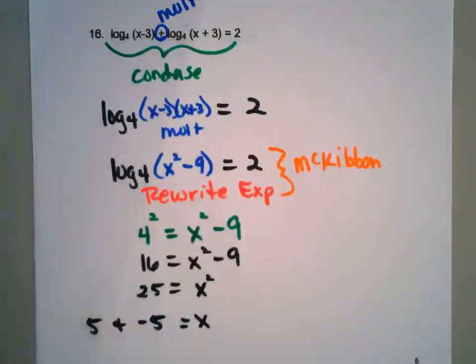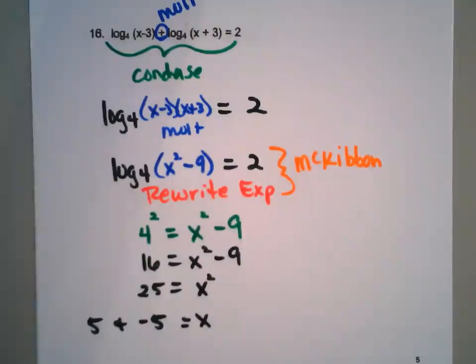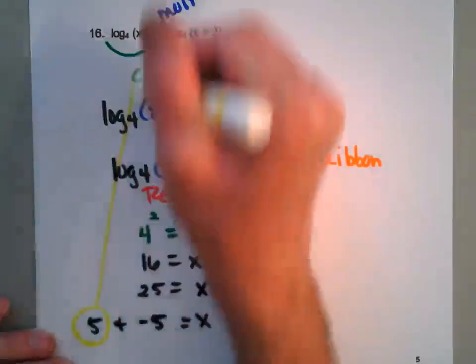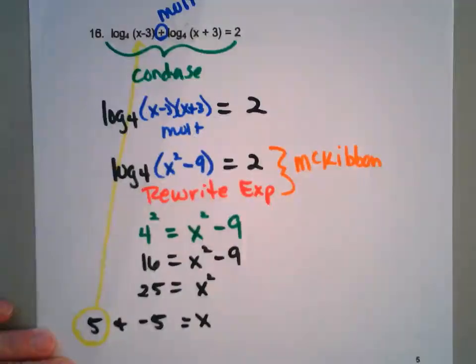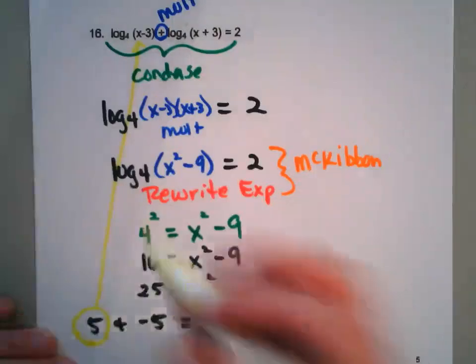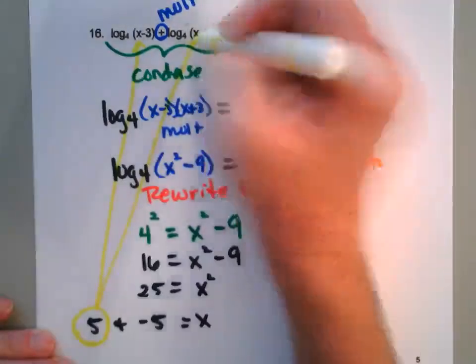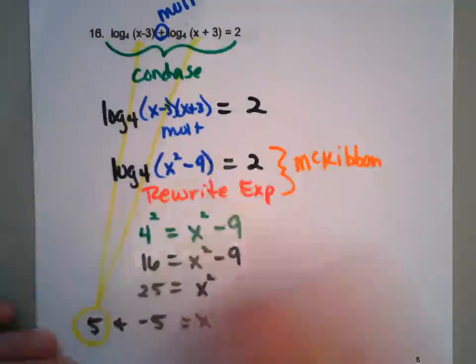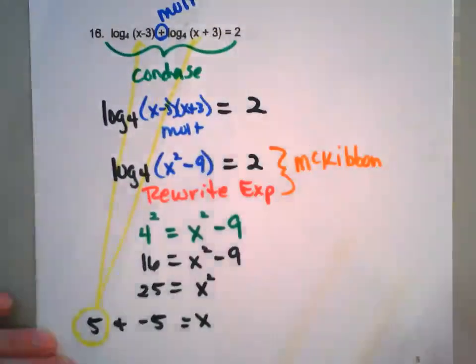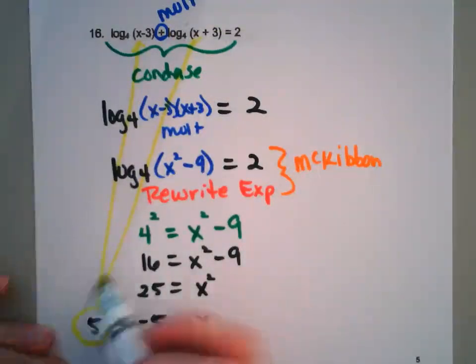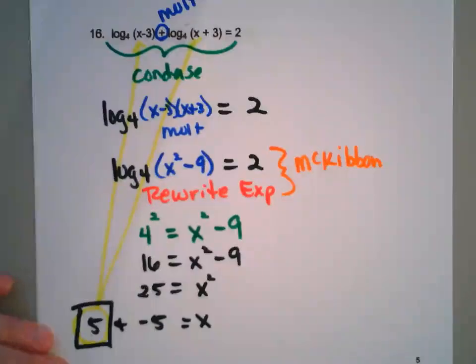Now, before we start circling anything, we have to make sure that both of these are viable solutions. Okay, so if we take 5, let's take this 5, plug it into here. What's 5 minus 3? 5 minus 3 is positive. I don't care that it's a 2, as long as it's positive. All right, what about here? If you take that 5 and you plug it in, 5 plus 3, is it positive? Yes, it is. 5 is an answer.